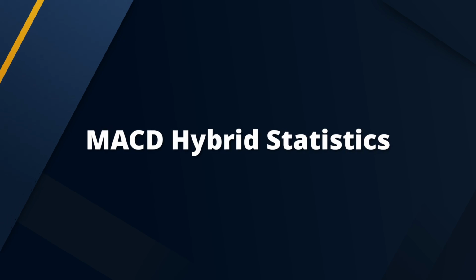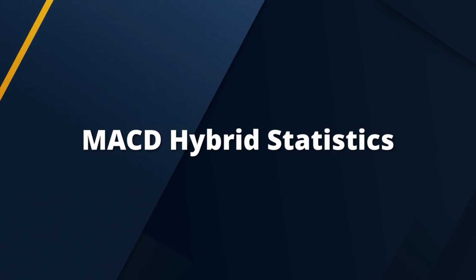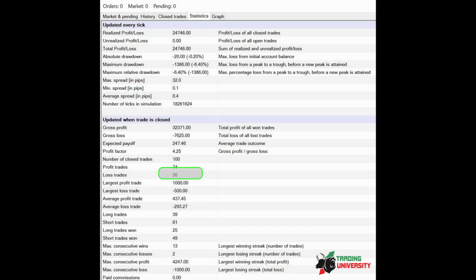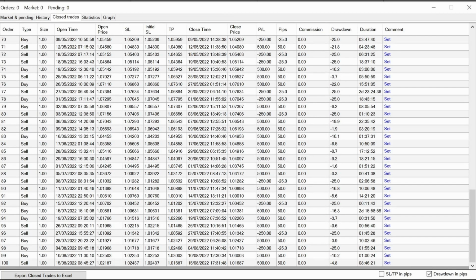This MACD hybrid strategy has the following statistics from this backtest. Risk reward, 74 wins, 26 losers, which is a 74% win rate. 247% profit. Initial $10,000 starting balance with a profit of $24,746 in this set of trades. Average winner $437.45. Average loser $293.27. The backtest trades were conducted between the 20th of December 2021 to the 15th of August 2022.